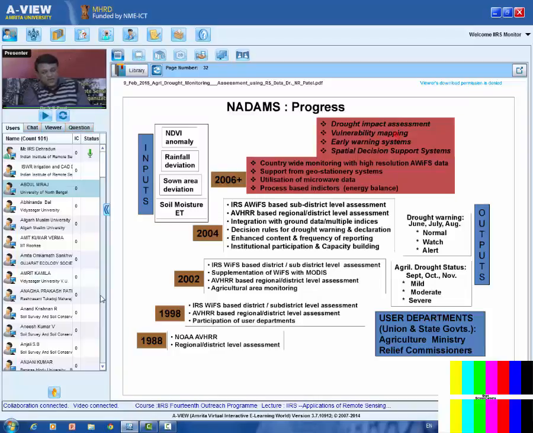monitoring, assessment, and vulnerability. So nowadays, NDVI anomalies are used, rainfall deviation, soil area also obtained from remote sensing, soil moisture and evapotranspiration from thermal, geostationary as well as microwave satellite data, and also nowadays soil water balance models are used as an input for defining different applications of drought.